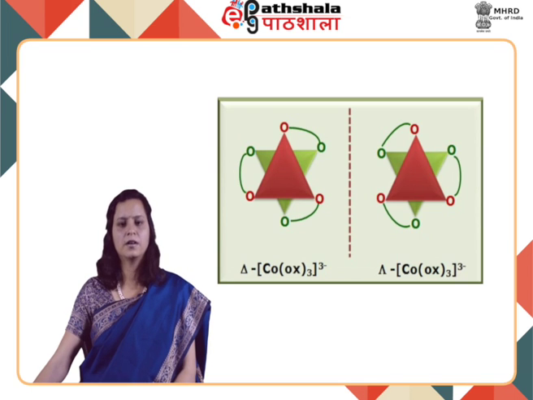Another example is the tris-oxalato cobalt complex. In the left isomer, the movement of the backbone from the upper triangle to the lower one is in a clockwise direction. So, this isomer is the right-handed isomer and the prefix for this isomer is delta. However, for the isomer on the right side of the figure, the movement of the backbone from the upper triangle to the lower one is in a counter-clockwise direction. So, this isomer is the left-handed isomer and the prefix for this isomer is lambda.